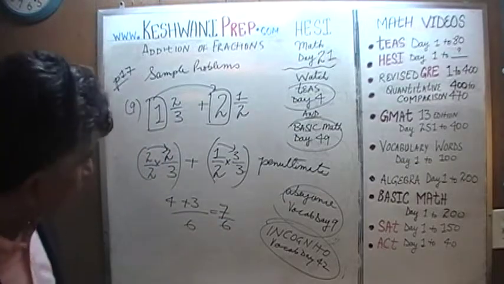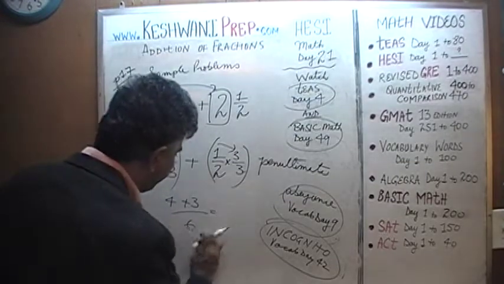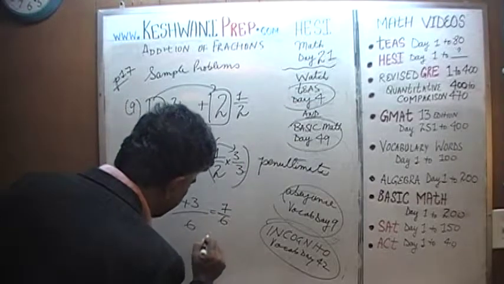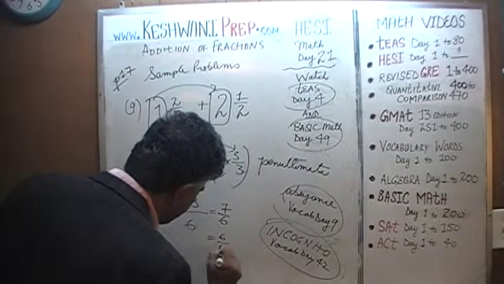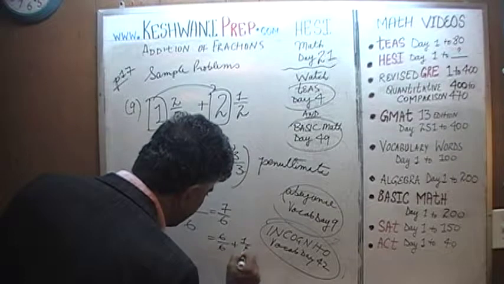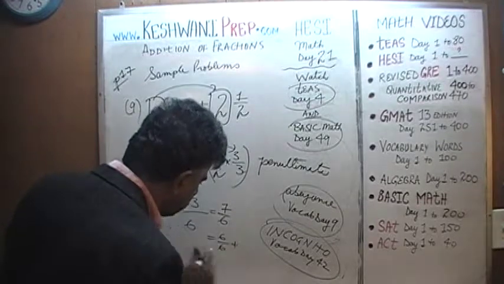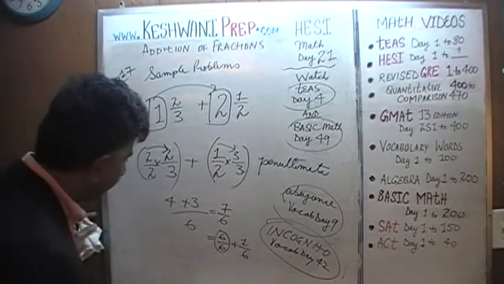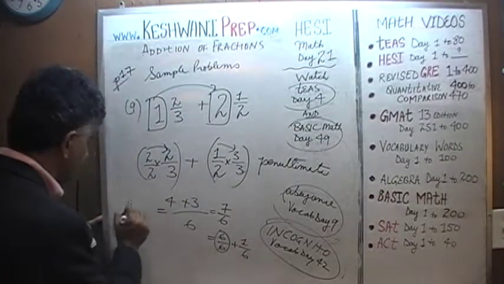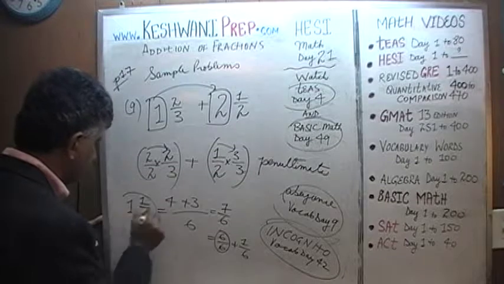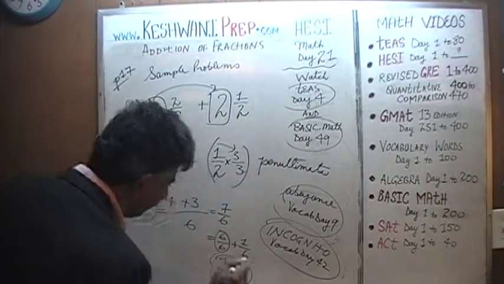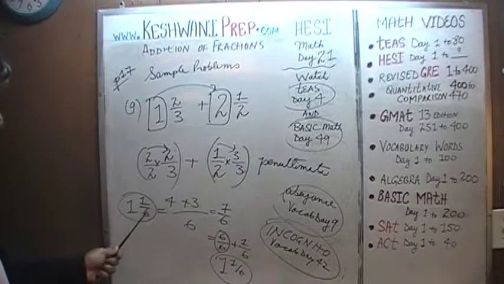We can't leave the 7 over 6 as 7 over 6. 7 over 6 has to be written as 6 over 6 plus 1 over 6. And 6 over 6 is just 1. So this whole thing is simply 1 1/6. So that's what this is, 1 1/6.